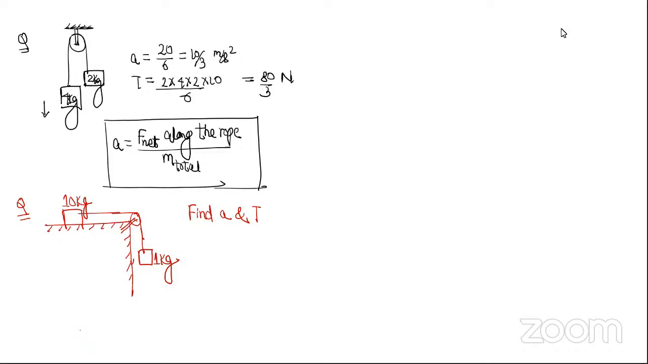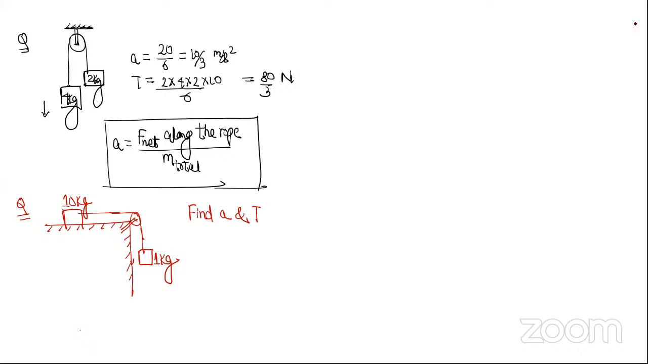How to form the equation? If the body is at rest or moving with constant velocity, then the equation will be net force equal to 0. If the body is accelerating, then the equation will be net force equal to m into a. And the last step is to solve the equation.